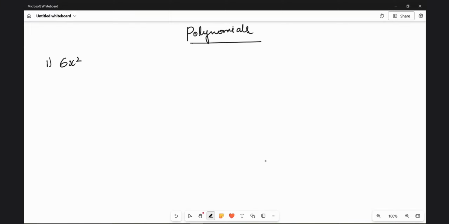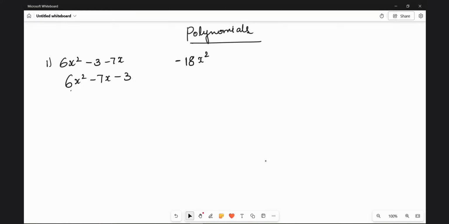6x square minus 3 minus 7x. We'll start doing this one. I can write it as 6x square minus 7x minus 3. Listen here. 6x square into minus 3 will be what? 6 3s are 18. So it will be minus 18x square.